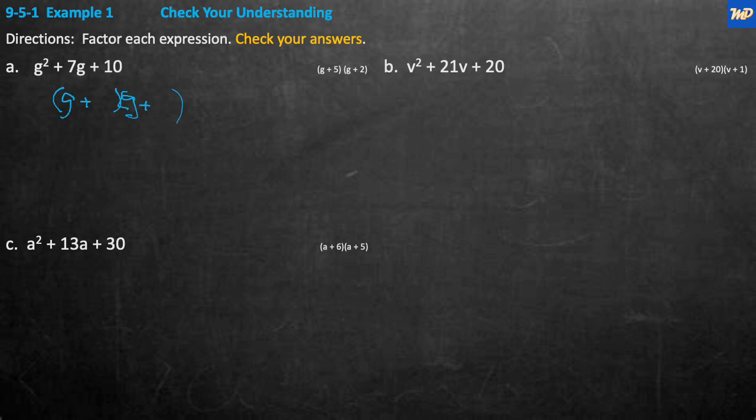Well, it's not going to be a 10 and a 1. It looks like it's going to be a 2 and a 5. And it doesn't matter where we put them. I'll put the 2 here and I'll put the 5 there. We're done. If you want to check it, we're going to go back and check it.